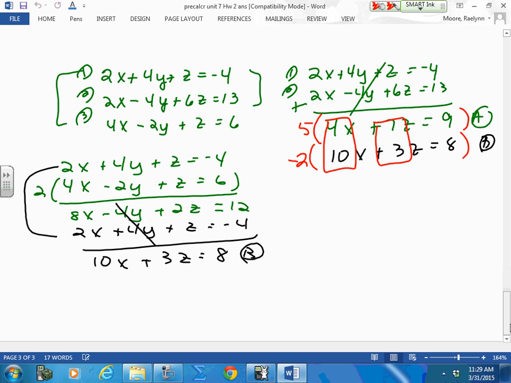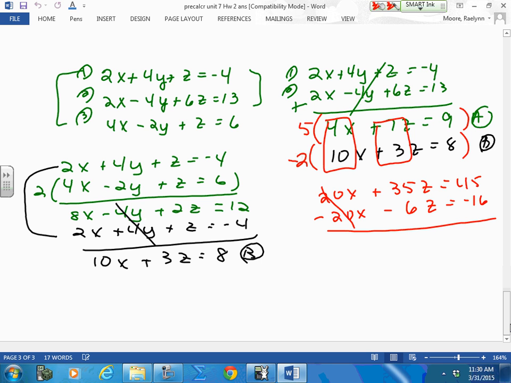All right, so let's pull down the first one. 20x multiplied all the way across plus 35z equals 45. Multiply through the second one. Negative 20x minus 6z equals negative 16. Oh, we eliminated x. So I'm left with 29z is equal to 29. So therefore, z is equal to what? 1. Now your goal is to find x, y, and z.